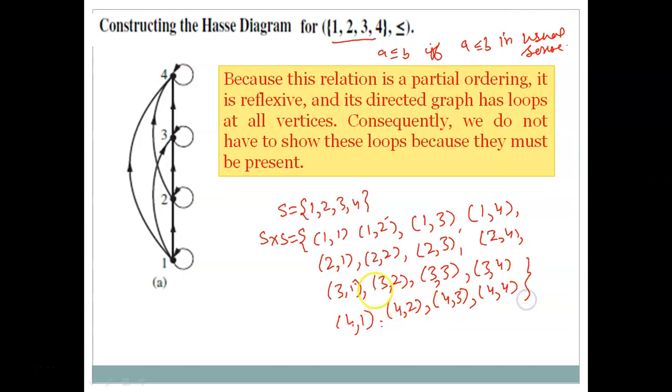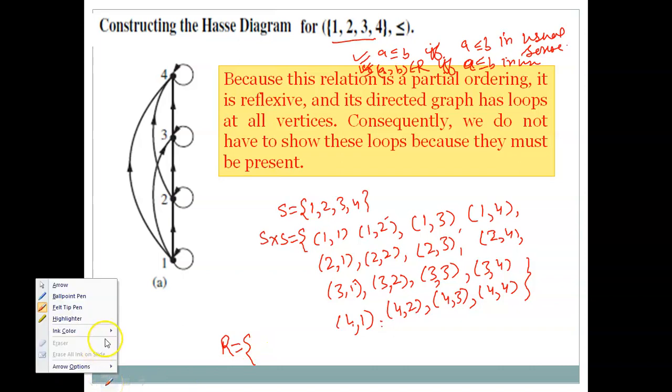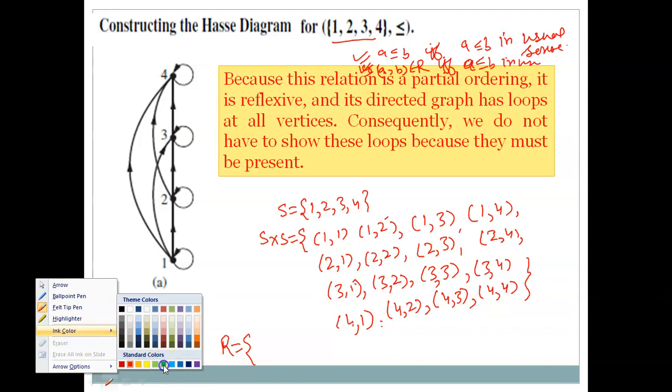So out of these, we see which ones must be in the relation, because the pair A, B belongs to R if and only if A is less than or equal to B in the usual sense. Both are the same representation. So in the relation, only those pairs will be there in which the first element is less than or equal to the second. So certain elements of the Cartesian product will be omitted from the relation.